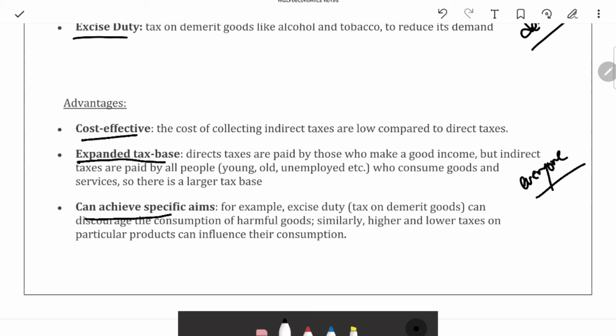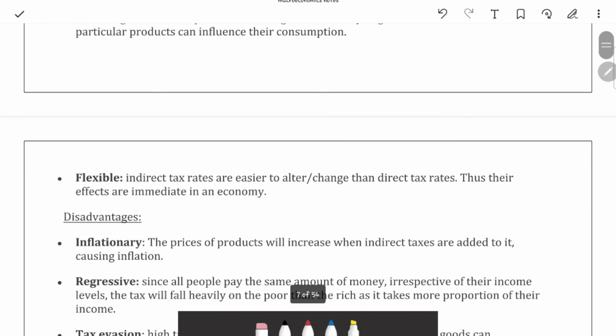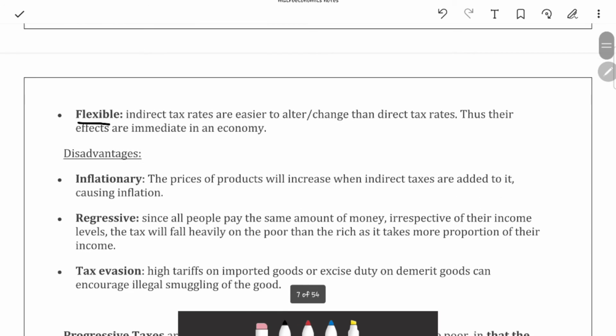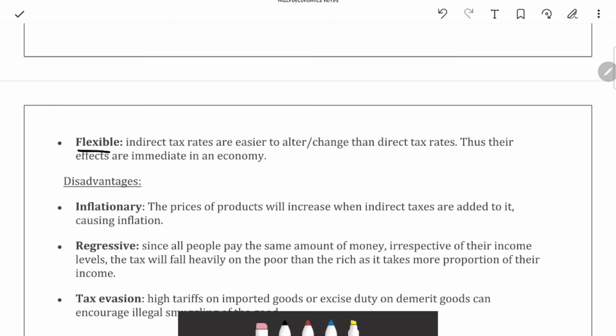Okay, and then you can achieve specific aims. For example, if you increase the excise duty, then it will discourage the consumption of these goods. So you can control these taxes. The next one is that it's flexible. Indirect tax rates are easier to change than direct tax rates, therefore it's more effective. It's flexible compared to direct tax rates, because every income is different, and hence you have to go through a lot of complications or procedures in order to change it.